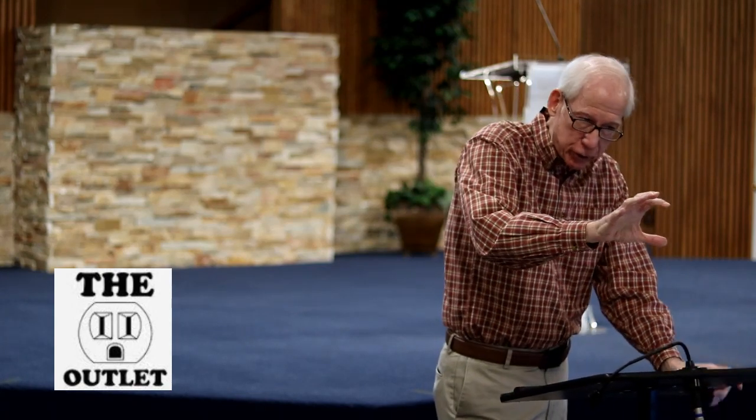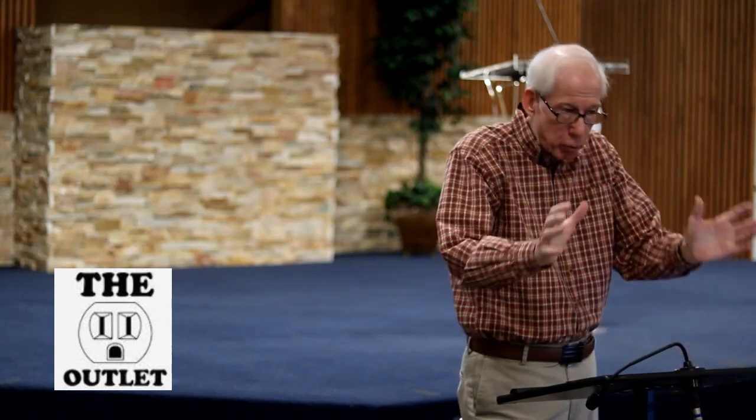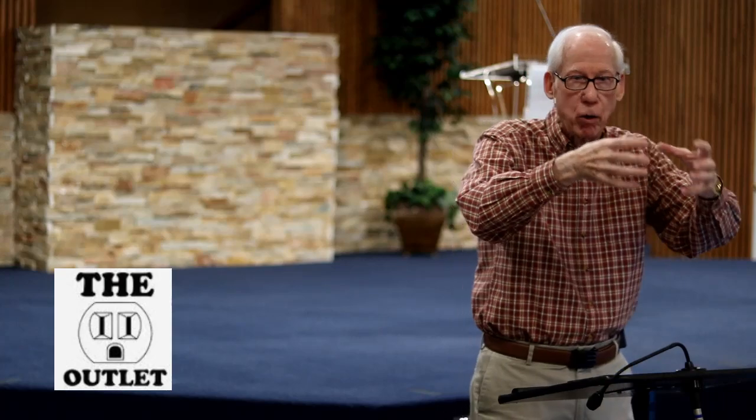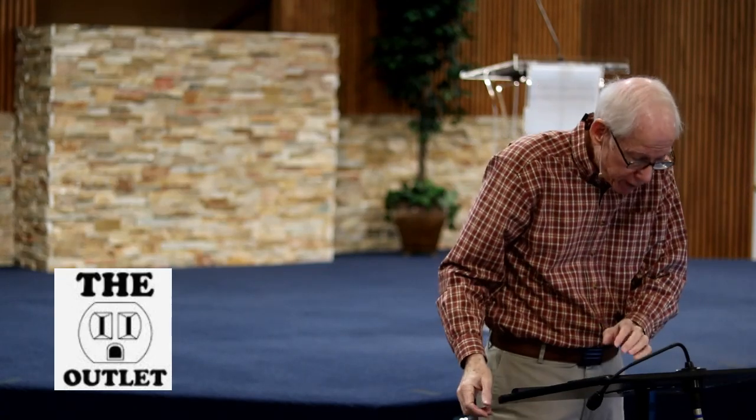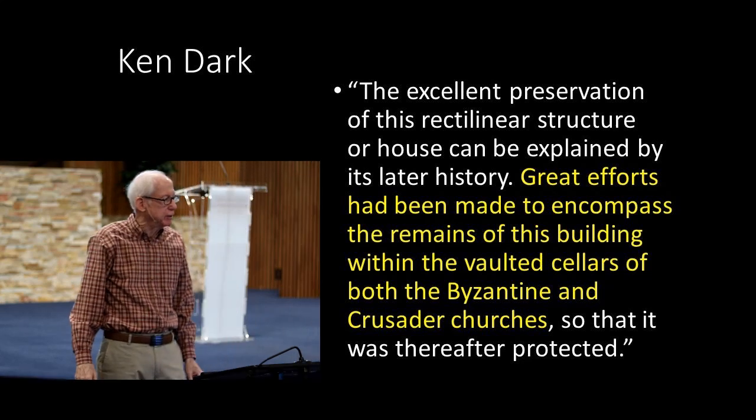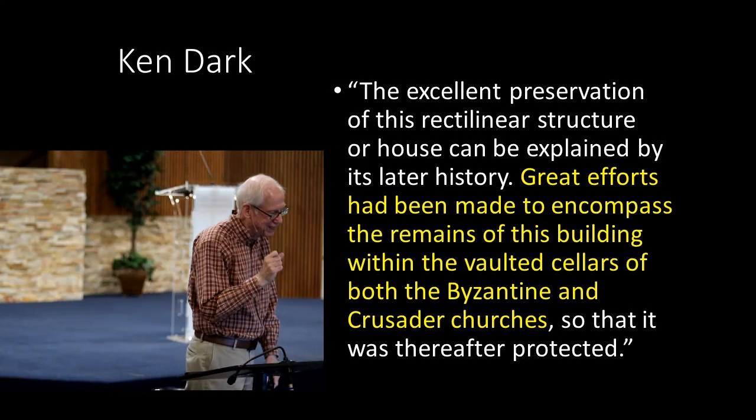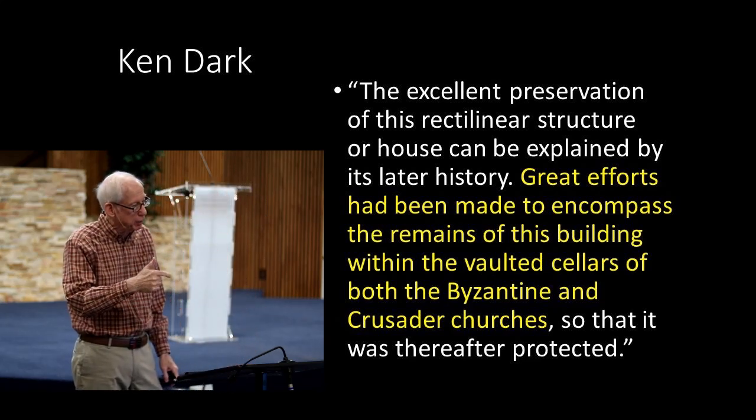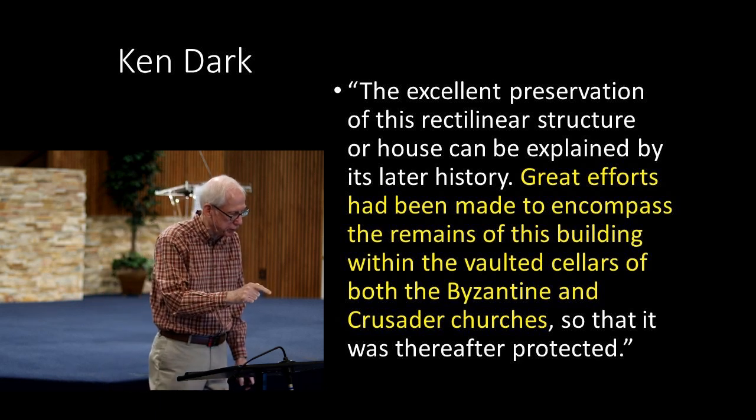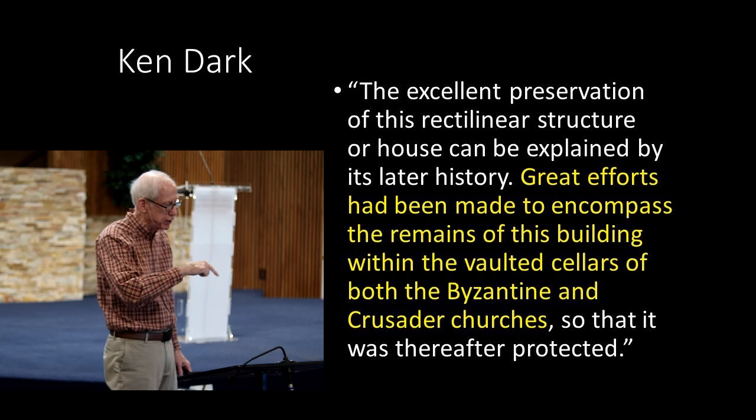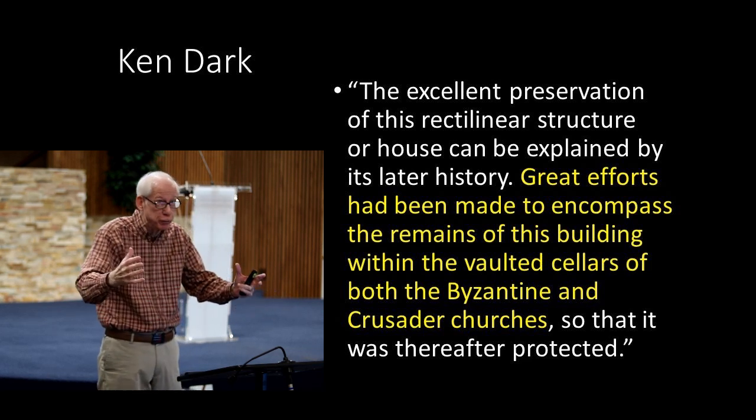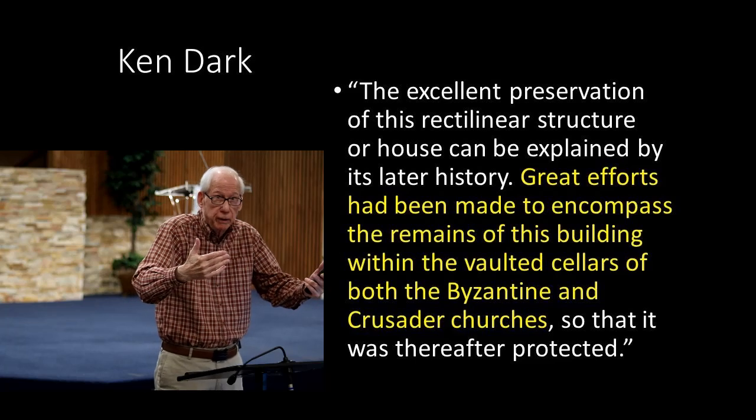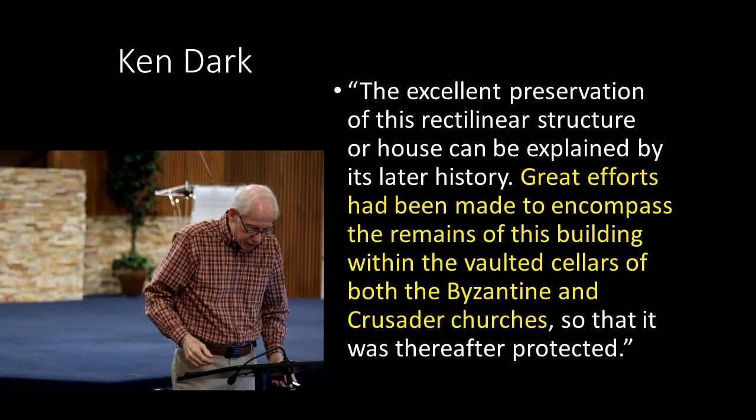And both the Byzantine church, which would have been the one Adamnan would have been referring to, and the later Crusader church were constructed with clear regard for that home. So whoever's building these churches is doing it in relation to that home, which is quite interesting. Now, Ken Dark, the archaeologist, says, the excellent preservation of this rectilinear structure or house can be explained by its later history. Great efforts had been made to encompass the remains of this building within the vaulted cellars of both the Byzantine and Crusader churches so that it was thereafter protected. And so whoever's doing this has some idea that this place has some value.